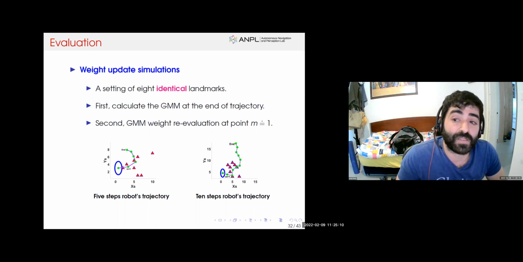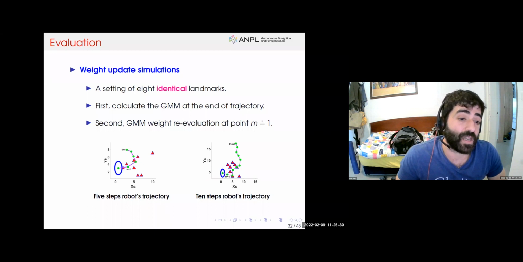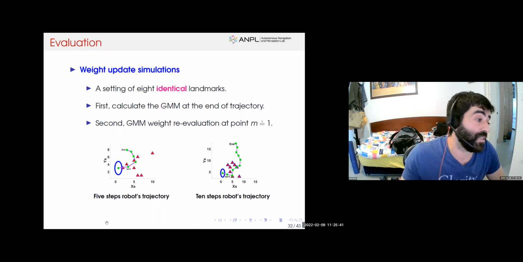The simulation we did holds 2 sections. The first section was calculating the GMM till the end of the trajectory. And the second section was performing the reevaluation of the weights. The point of reevaluation was always the same, which is a single step forward from our initial location. We show in this presentation 2 examples. The first example is of a 5-step trajectory, and the second example is of a 10-step trajectory, noted here.